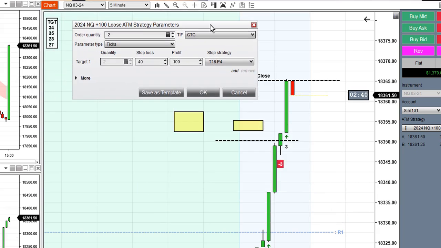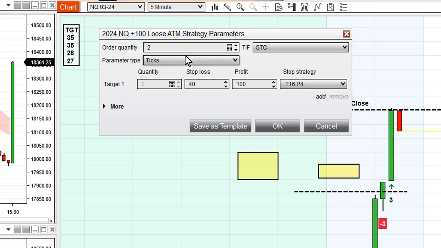Now, the ATM as it's constructed basically says I want to trade 2 contracts. I'm GTC, which means good till cancelled. My parameter is ticks. I strongly recommend ticks. It's very, very easy to calculate the ticks when I show you the little 10 tick and 20 tick box. It's going to be a 2 contract trade. So I've got a 40 tick stop loss and a 100 tick profit target. That's a $500 US target per contract traded.